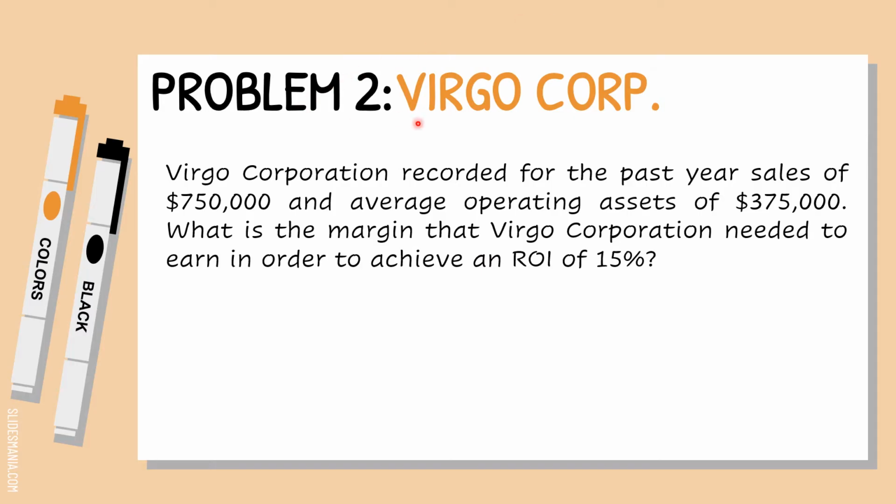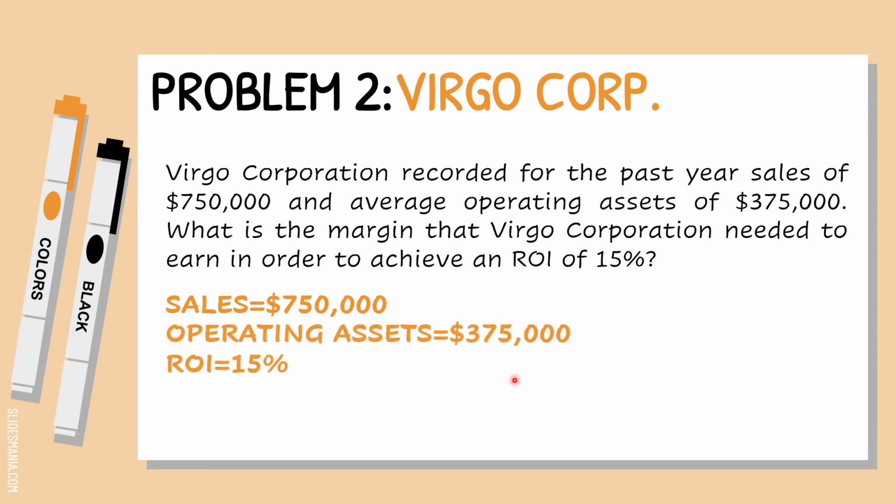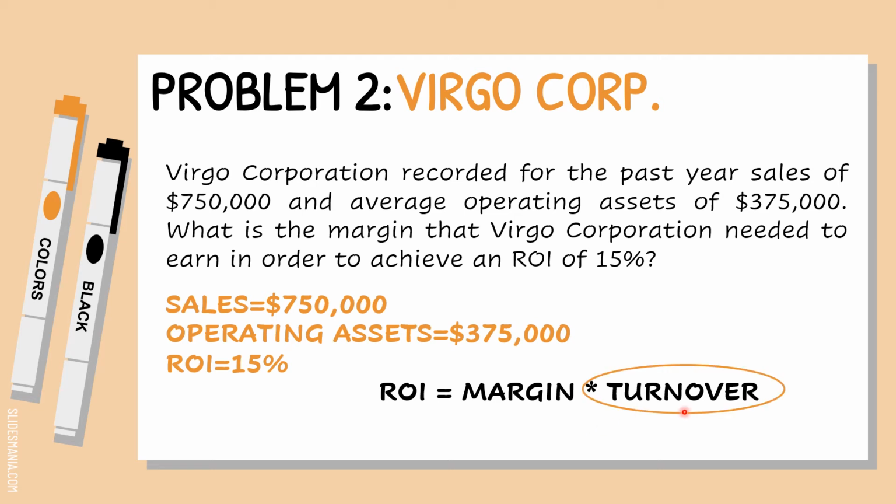For the second problem, we have the Virgo Corporation. Virgo Corporation recorded for the past year sales of 750,000 dollars and average operating assets of $375,000. What is the margin that Virgo Corporation needed to earn in order to achieve an ROI of 15%? So we have the following given: sales of 750,000, average operating assets of 375,000, and an ROI of 15%. Remember that ROI is equal to margin multiplied by turnover. And so here, we will solve for the turnover first so we can get the margin.